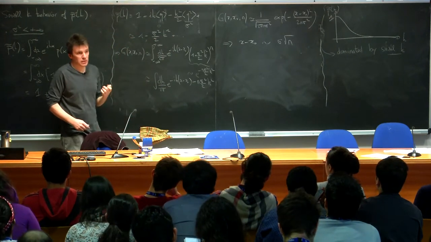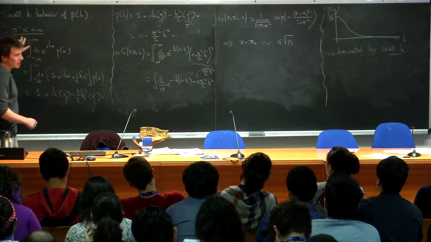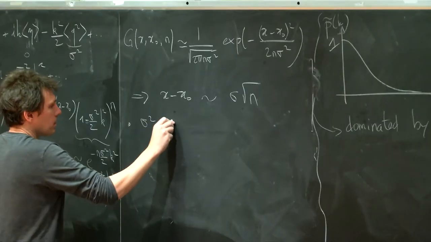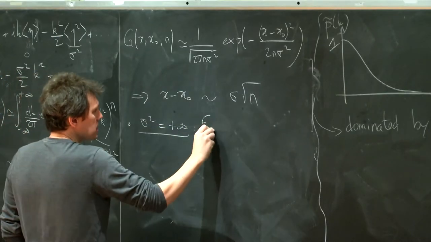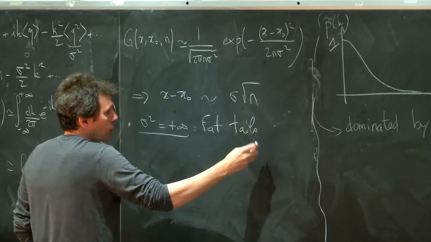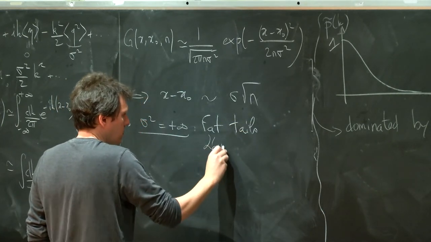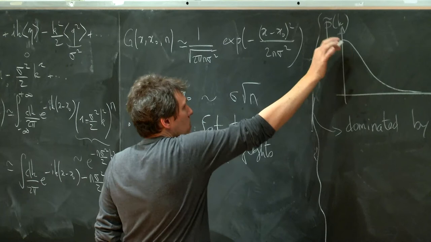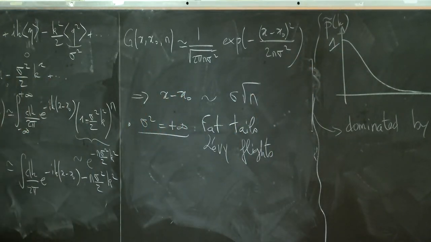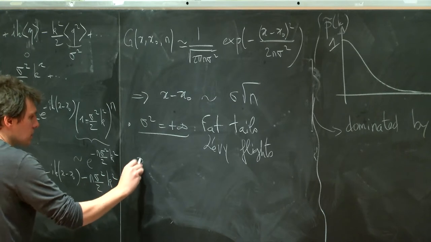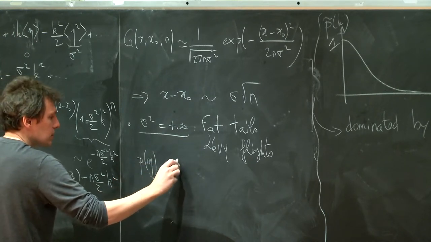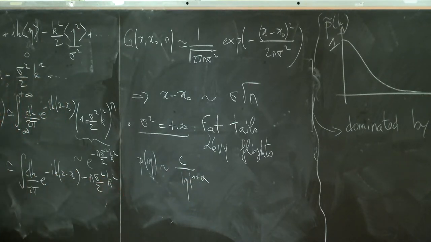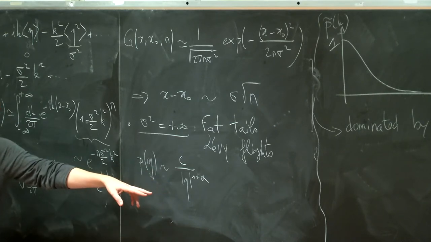Now what about the case of Levy flights? So what about the case where sigma squared is infinite? That's the case of fat tails, or Levy flights. So suppose that you have these tails like that for the jumps. Suppose that the jumps have power law tails like this, with alpha much smaller than 2.